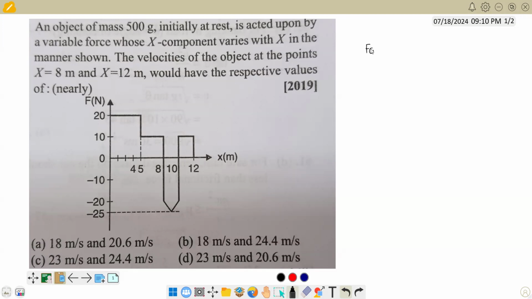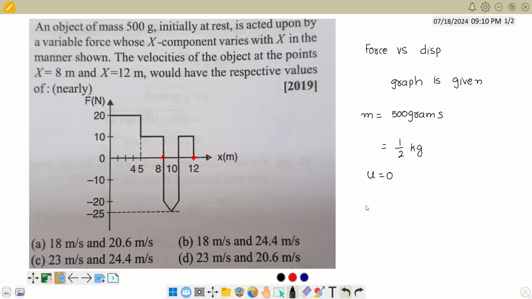So, a force versus displacement graph is given. And not only that, he has given the mass of the body as 500 grams, so we can take it as half kg. And initially at rest, so initial velocity is 0. We need the velocity of the body at x equal to 8, so we want velocity at this point at x equal to 8 and x equal to 12.